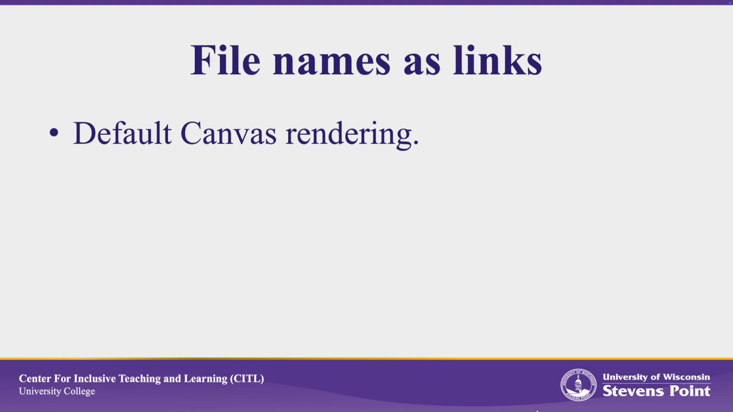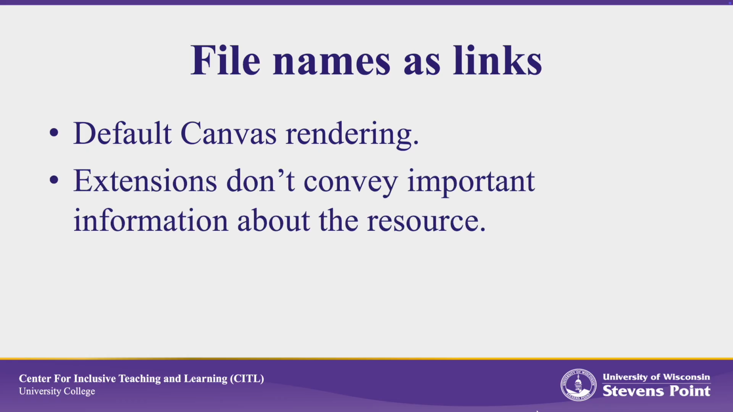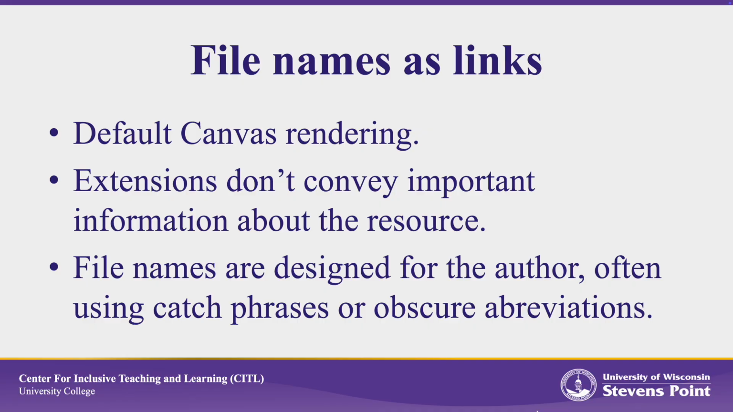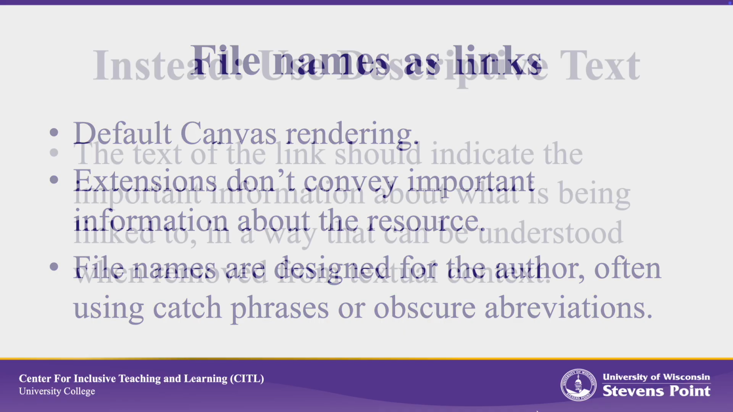Finally, file names are not good to use for links, and unfortunately, the default for Canvas when linking to a file is to use the file name as the link text. From an accessibility perspective, the file extension is one problem with using the file name. It doesn't help understand the linked item. Another problem that is probably more important is that when we name files, we do so for ourselves. Generally, folks like shorter file names, so they use abbreviations and catchphrases that are meaningful to the author in identifying which file is which, but these kinds of names are obscure from a student's perspective.